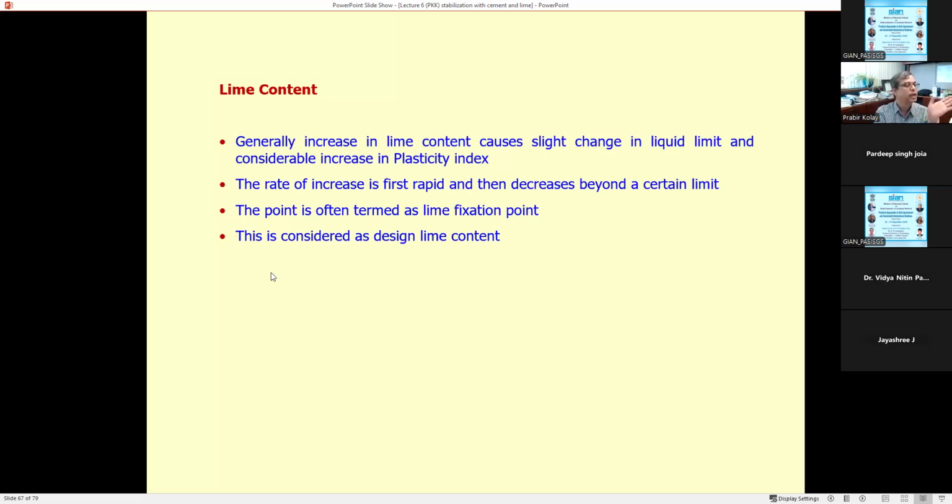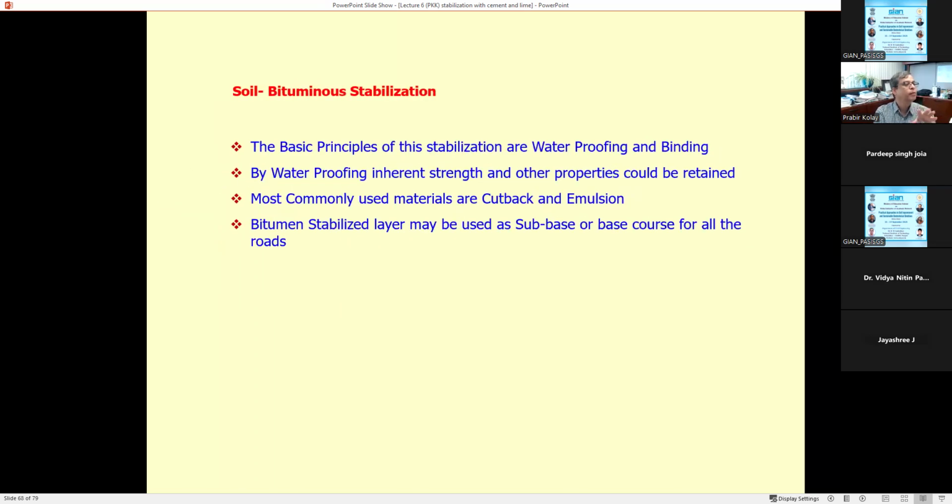And as I mentioned, there is a Dunlop chart to find out, if you want to design a pavement, how much cover material you need to use. Soil bituminous reactions: obviously, bitumen is generally used for pavement. The basic principle of this is waterproofing or binding. By waterproofing, inherent strength and other properties can be retained. The most commonly used materials are cutback or emulsion, and a layer can be used for the subbase or base coats for all roads.